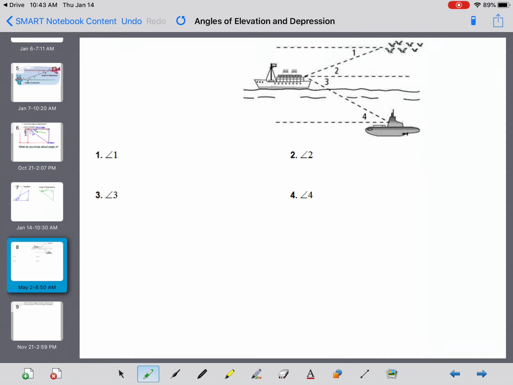You can pause the video to make sure you have this worksheet out. I'm going to go over a couple of problems to get you started. This sheet asks us to identify the angle. It asks us to describe each angle as it relates to the situation in the diagram as elevation or depression. If I look at situation number 1, for angle 1, we have the birds, and it looks like they're looking at the ship. So from the bird's horizontal, we're looking down, and so this would be an angle of depression.